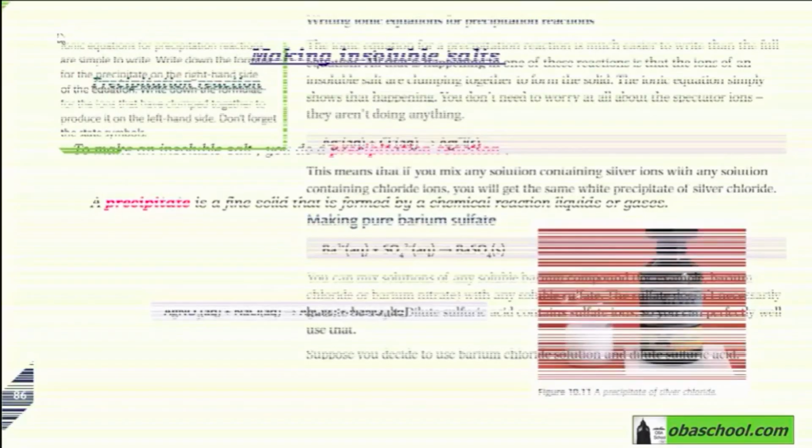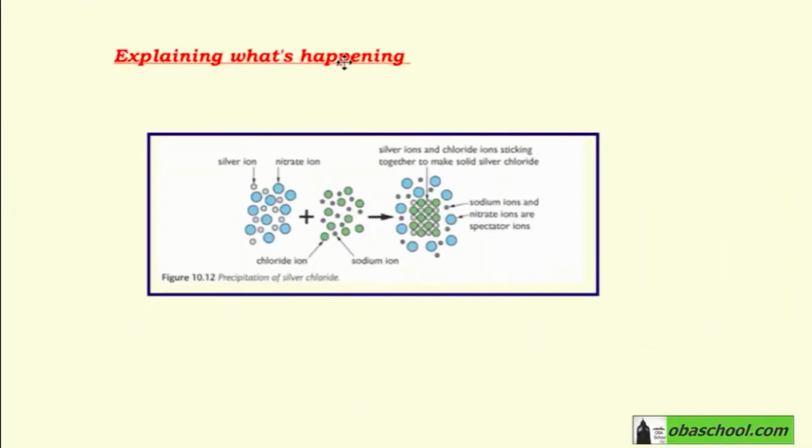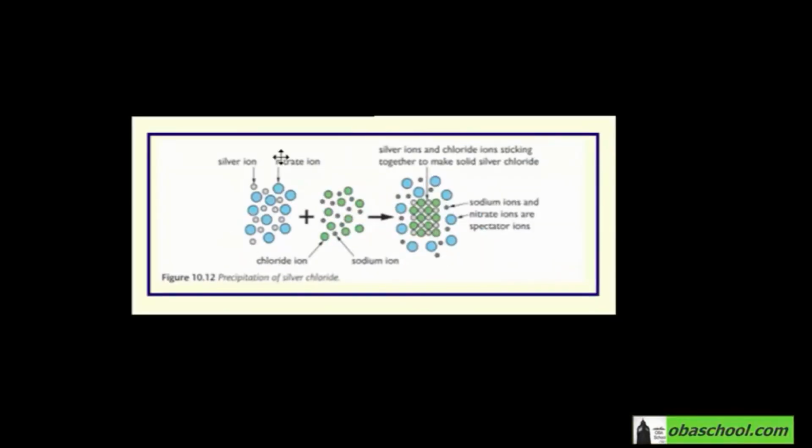So after discussing the precipitation of silver chloride from the reaction between silver nitrate and sodium chloride, we will see how this precipitate is obtained. Explaining what's happening. Here we have silver nitrate, which is made up of silver ions and nitrate ions. We placed them with sodium chloride, which is also made up of chloride ions and sodium ions.